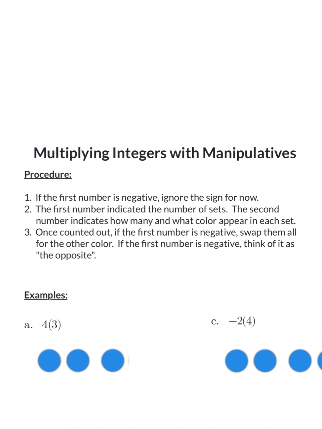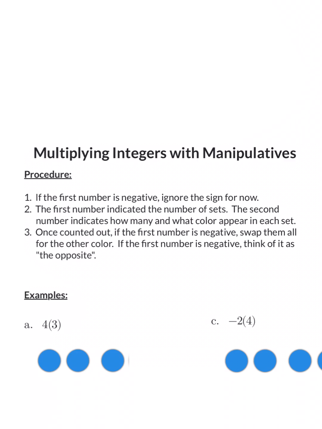We're going to take care of our multiplication, and so the first thing that we want to do is note that the first number is going to indicate the number of sets, and the second number indicates how many and what color appear in each set. So we'll lay out however many this results in, and once we're done with that, we want to take into account if the first number was negative.